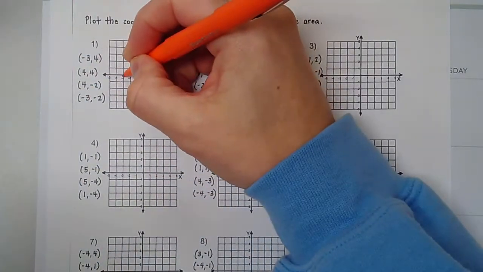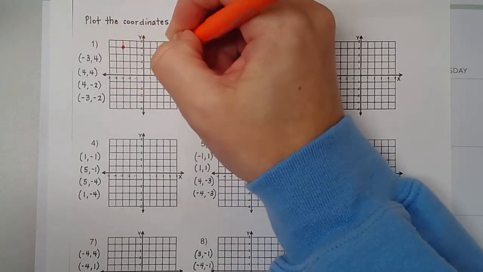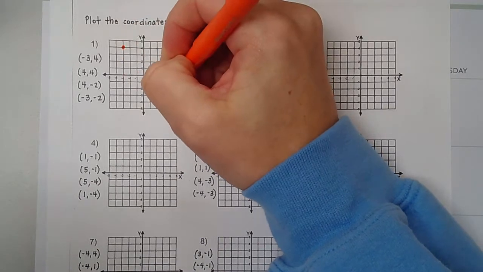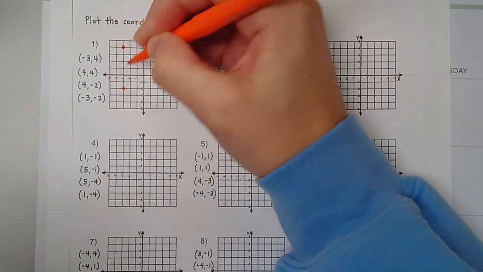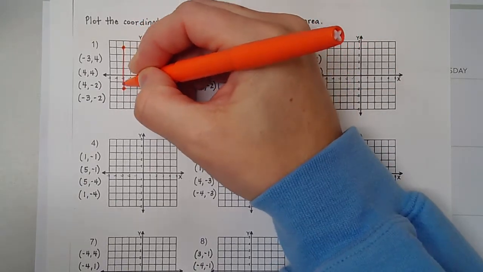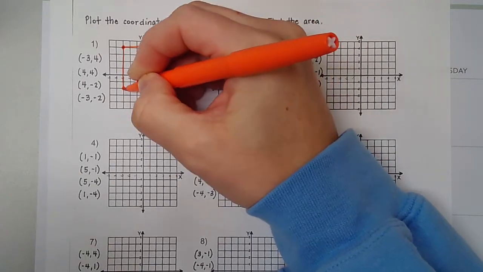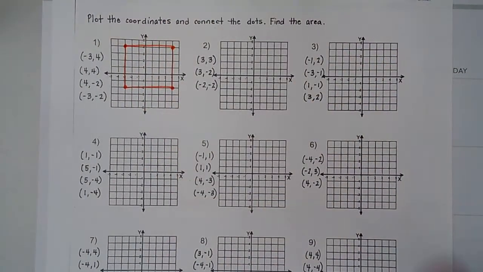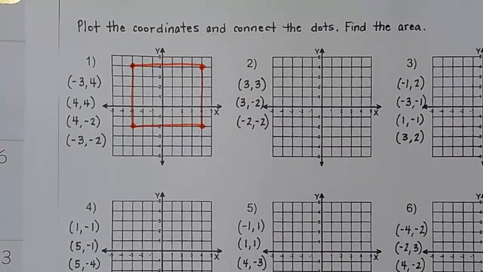So -3, 4, 4, 4, 4, -2, and -3, -2. So hopefully you can see right away that this is either a rectangle or a square. Hard to tell right now without knowing the length of the sides, but we can figure that out. So let me zoom in a little bit more. So all we have to do now is figure out the length of each side.